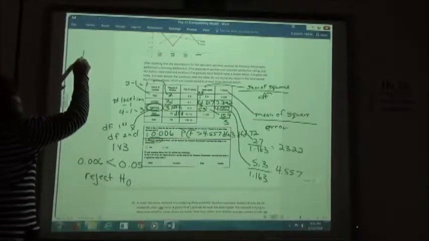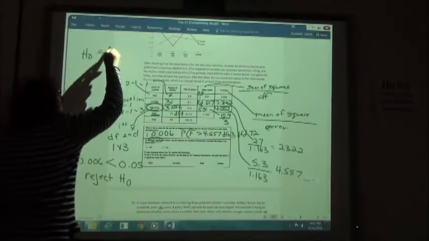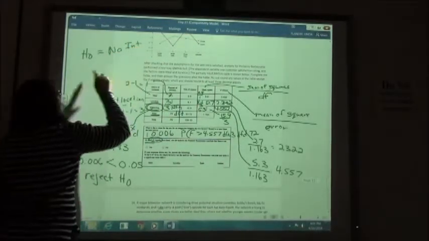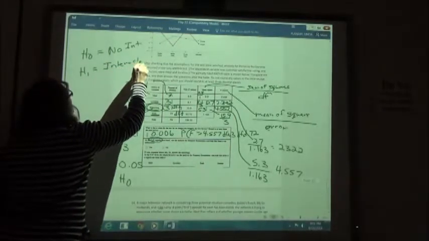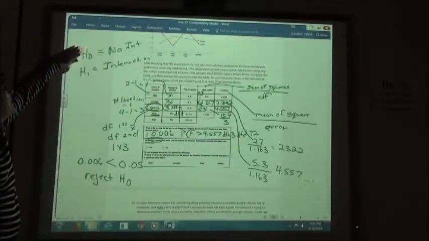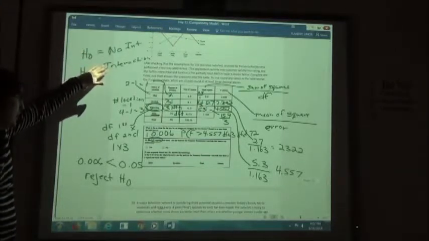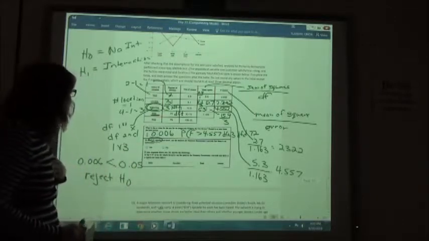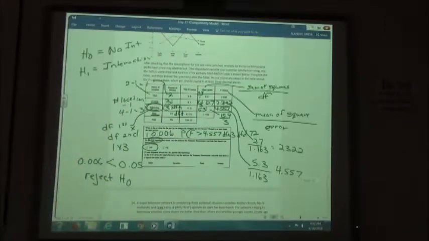In this case, for the null, we are going to say that there is no interaction. For the alternative, there is an interaction. So in this case, we are rejecting the null. So we are saying this is not true, so this is true. There is an interaction. So, at a 5% level of significance, can we conclude there is an interaction? Yes. Because we rejected the null, we have to accept the alternative hypothesis, which is that there is an interaction.